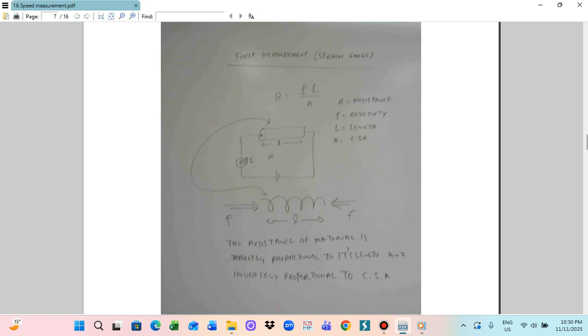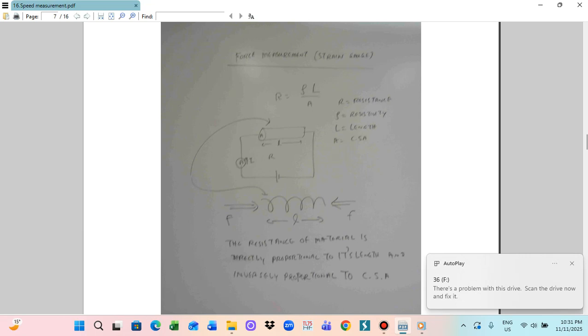So instead of a solid piece, we use a spring. The spring means that when force is applied, the spring is compressed. So the spring's length will be changing. Spring length change means resistance change, and resistance change means current change. So by measuring the current amount, you can determine the value of the force, proportional to the weight.